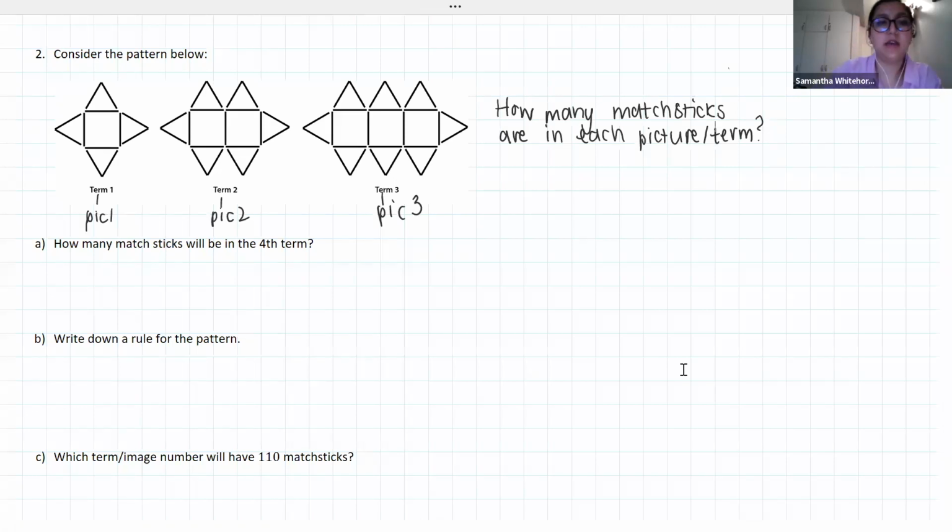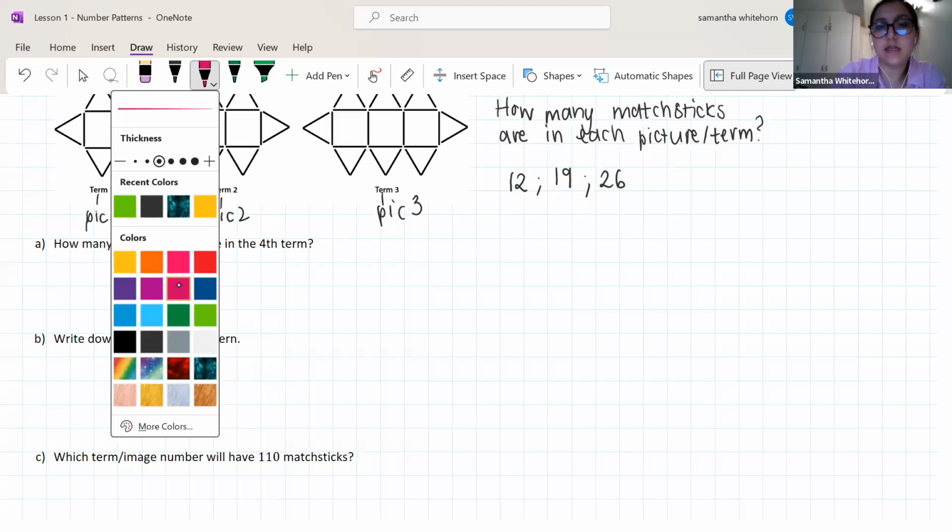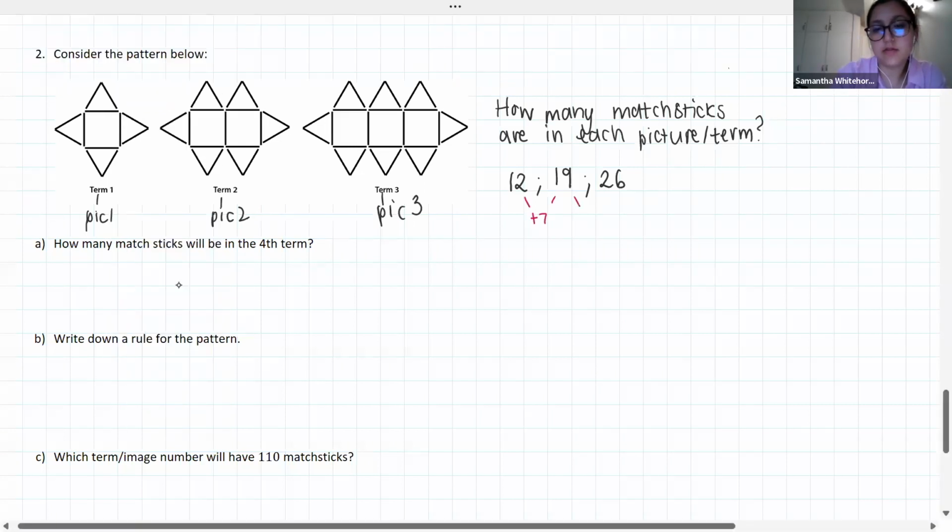Right, nice, grade 8s. Okay, so in picture 1, we've got 12 matchsticks. In picture 2, we've got 19. And in picture 3, we've got 26. Okay, so that therefore means that we can figure out our pattern quite nice and easily. We are adding 7 every single time in order to get the new image.